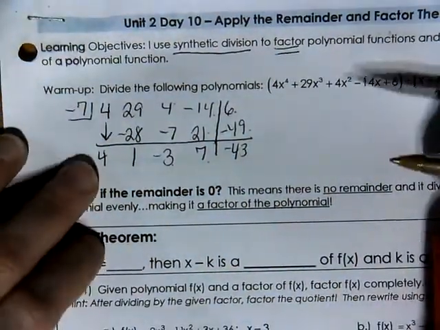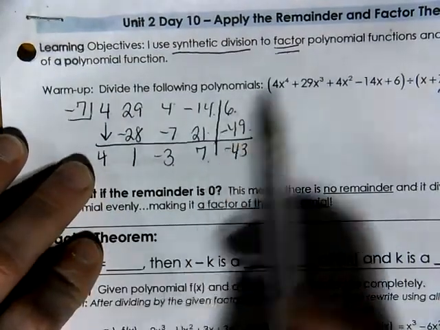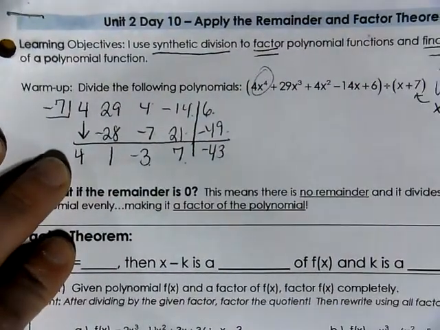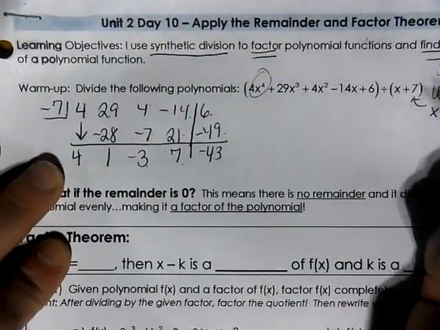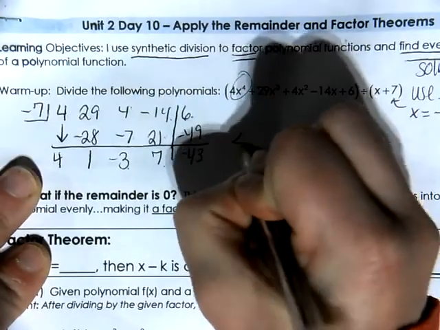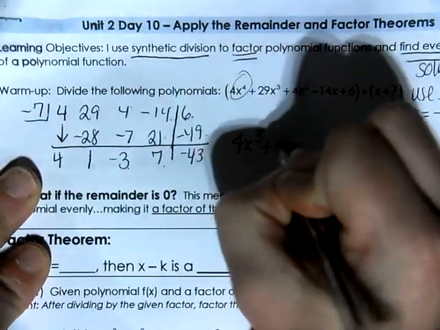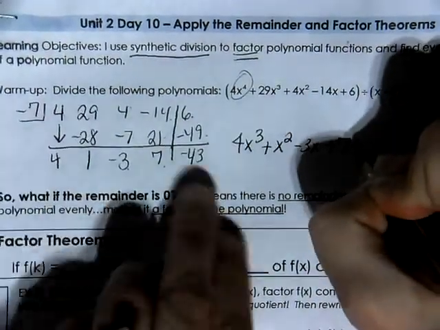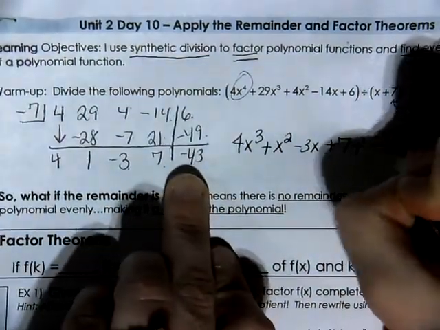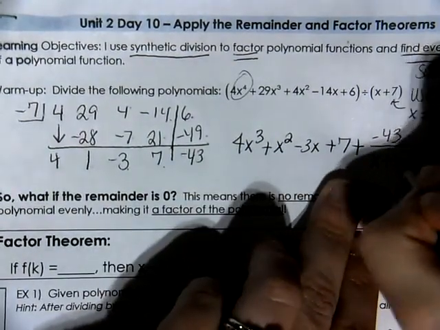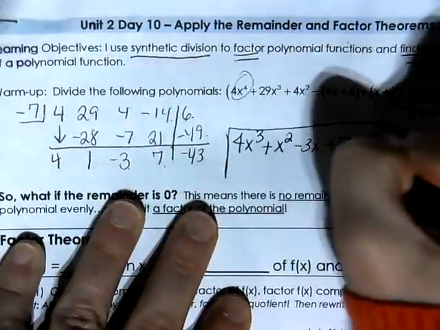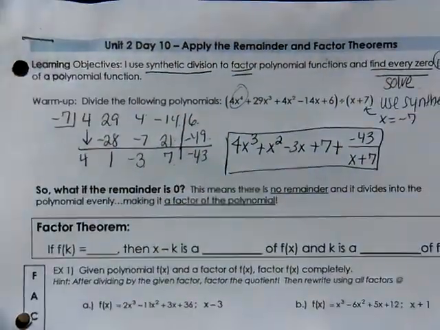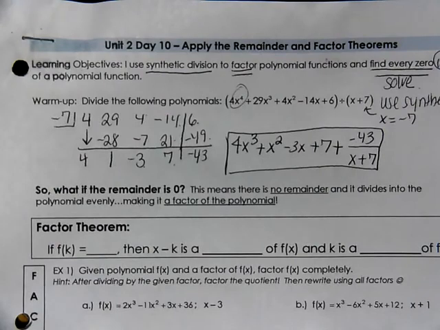So if we were to write down our answer, it's always going to be 1 degree less than what we started with. And since we have an x to the fourth power, 1 degree less than x to the fourth power is x to the third. So our answer should be 4x cubed plus x squared minus 3x plus 7 plus our remainder, which is -43, over our divisor, which is x plus 7. And this is our full answer. Pretty cool. Hopefully you were able to get this answer correct and you found it to be relatively easy.